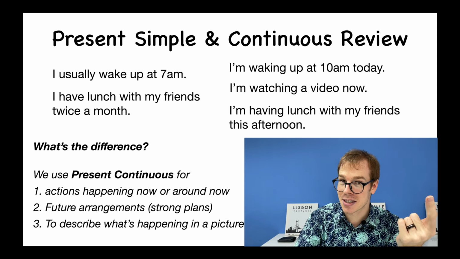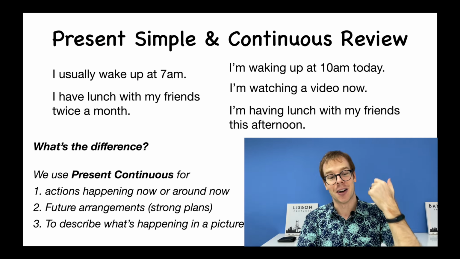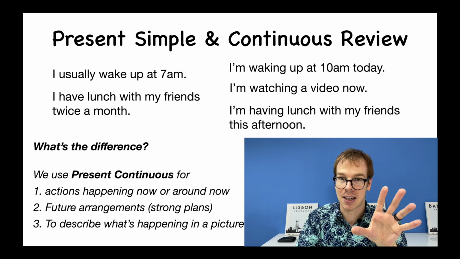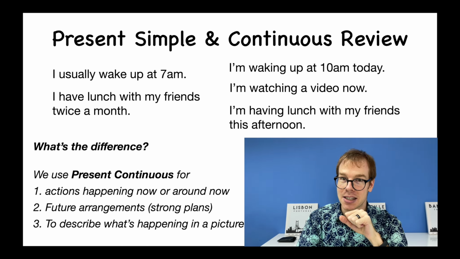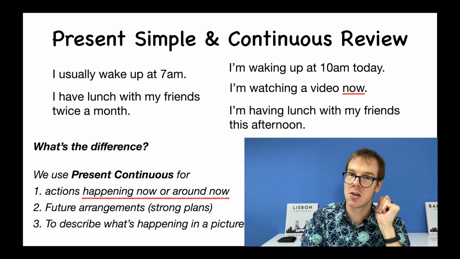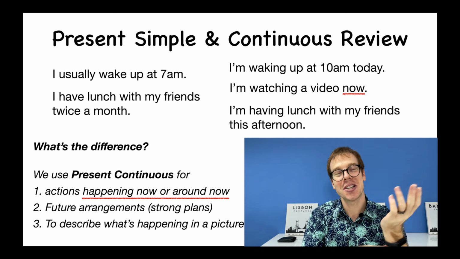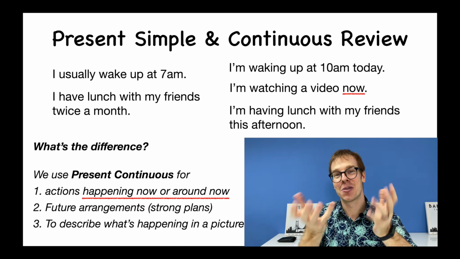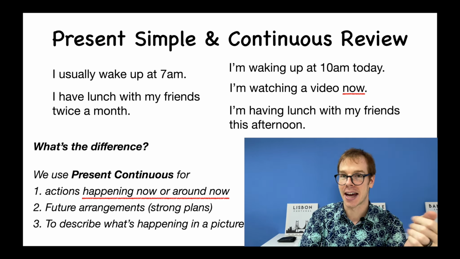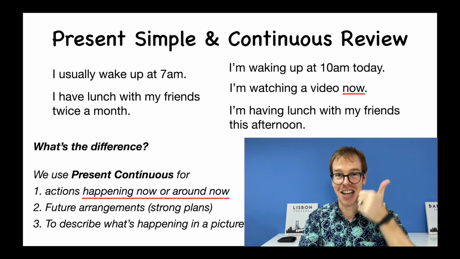Remember, continuous, we're using this for happening now, around now, arrangements, or what's happening in a picture that you see. So if we look at our sentences, you're going to see some of our clues for the present continuous. My first clue is when I see the word now. Of course, now is happening now. So if you see now, that's a good hint, a good clue that we can use that present continuous, where I say, I'm watching a video now.